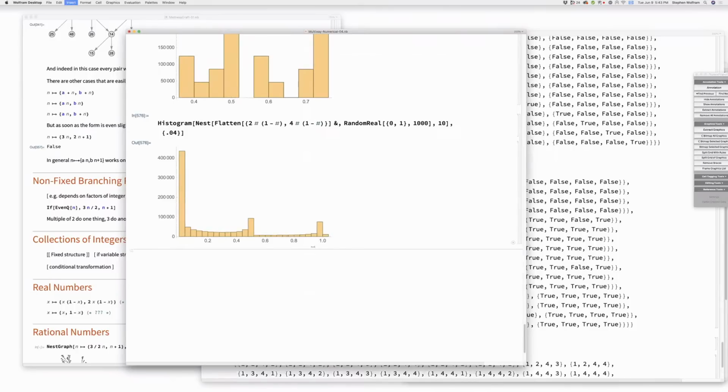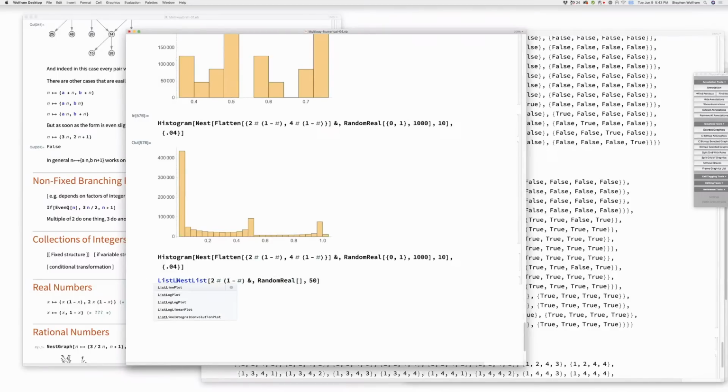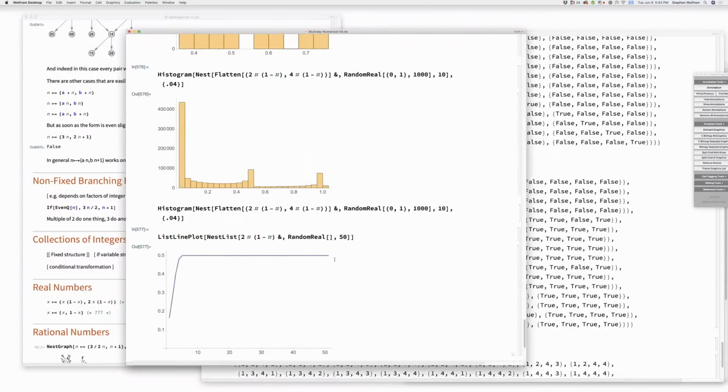So at 4x(1 minus x), the logistic map, I mean, if we just make a nest list of 4 hash 1 minus hash, right, then what this is going to do very rapidly, well, if we do the 2 case, it's going to go to a fixed point. And we pick a random real between 0 and 1, and then we just go, I don't know, 50 values, and then we make a list line plot. This is going to go to a fixed value of 1/2, right?